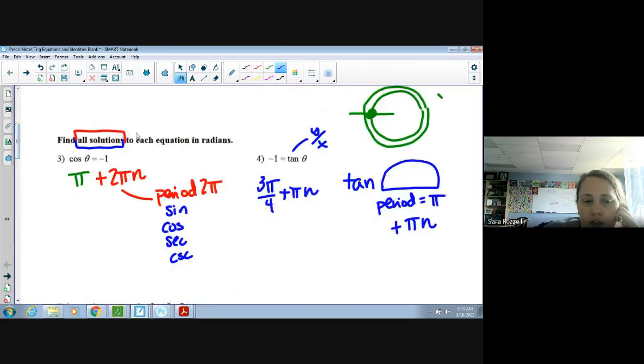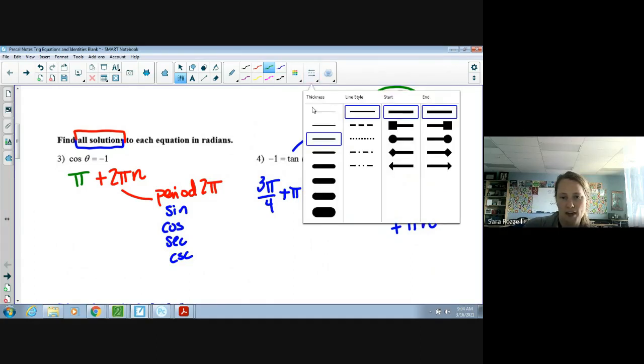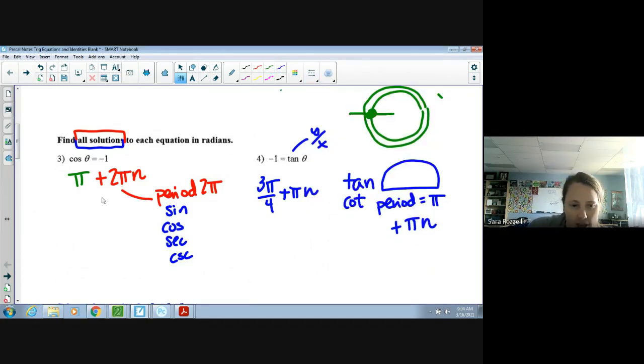Okay, so all solutions, 2 pi n for these 4, pi n for tangent and cotangent. All right, cotangent as well. That's if you're doing it in radians. 2 pi is the same as 360 if you're in degrees, and pi is the same as 180 if you're in degrees. So if you want to put that underneath, that if we were in degrees, I can put that down here. Degrees would be 360 n for these 4. And it would be 180 n for cotangent and tangent.